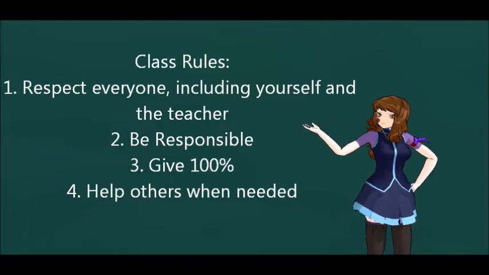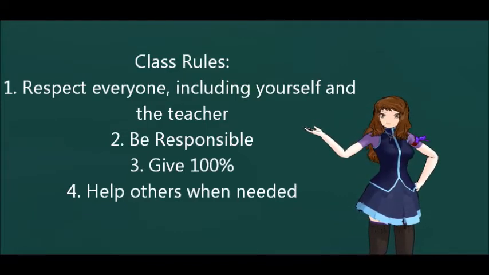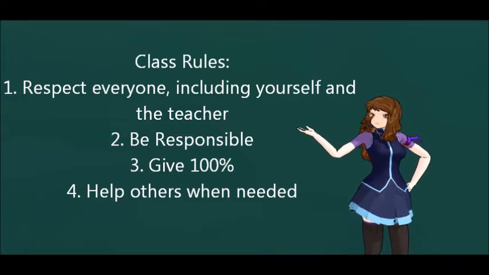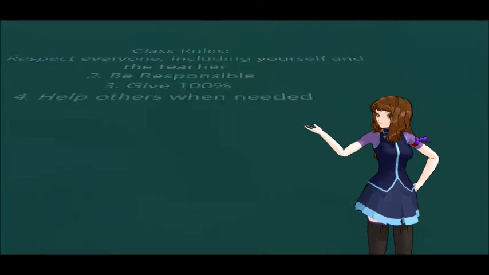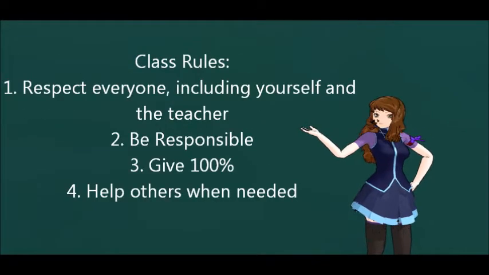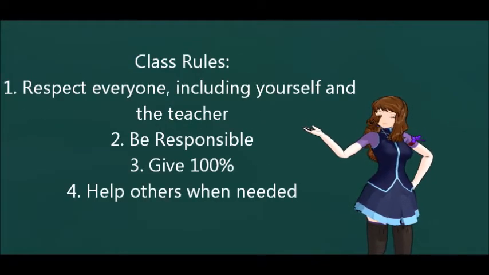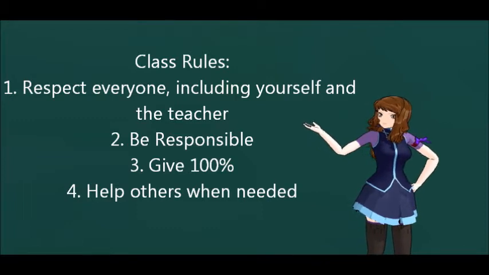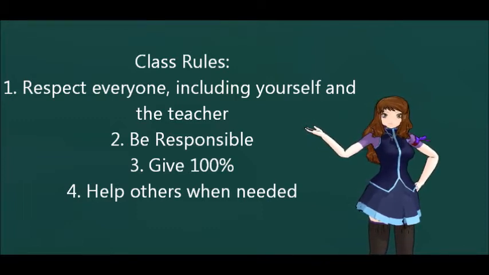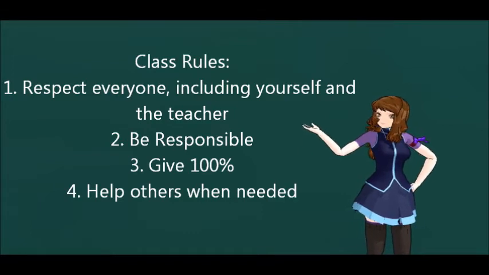Rule number 4. Help others when needed. Some people need some help from their peers, so if you see one of your peers struggling, you should help them. Or ask the teacher if they can help you as well if you're the one struggling. These are some class rules that are very useful on our way to being proper teachers with great classroom management skills.